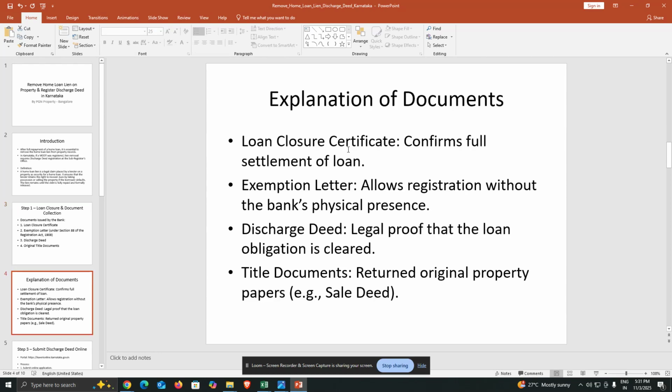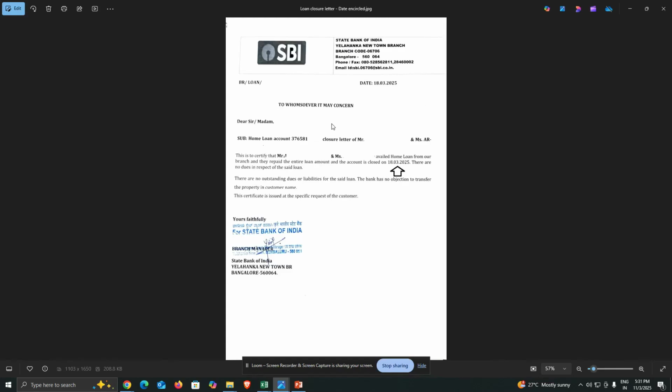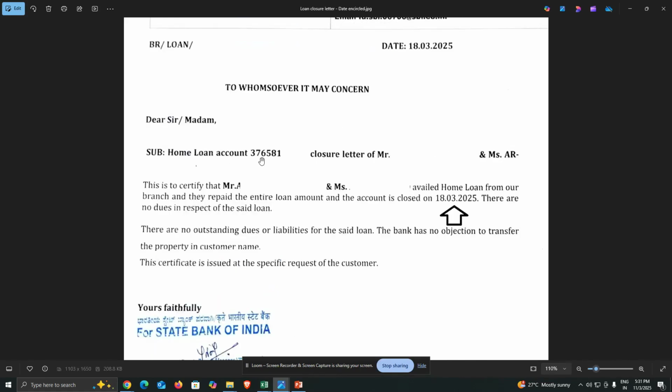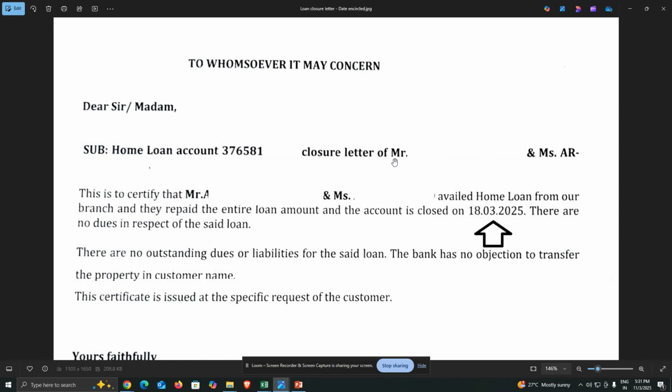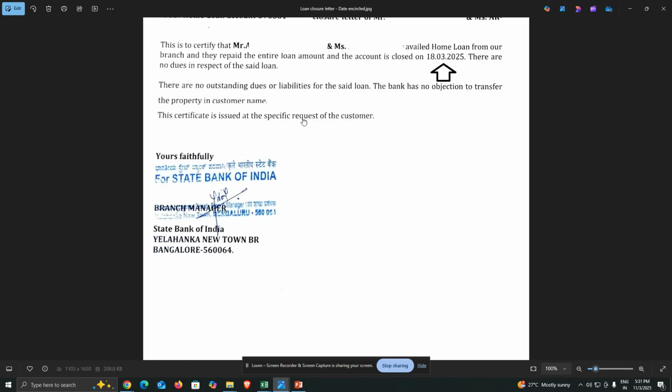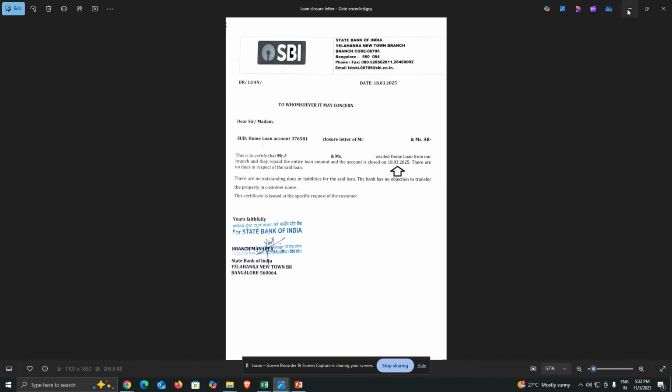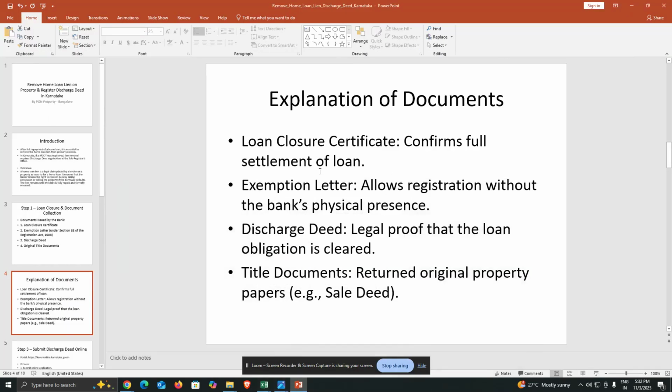Loan closure certificate confirms that you have repaid your complete loan. Let me share the image of the loan closure certificate. On the screen, you are seeing the loan closure certificate. It is issued on the bank's letterhead and consists of the date, the loan account number, the borrower details, the date the loan is closed, and the bank seal and signature. This is the loan closure certificate.